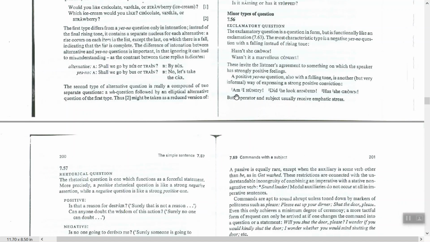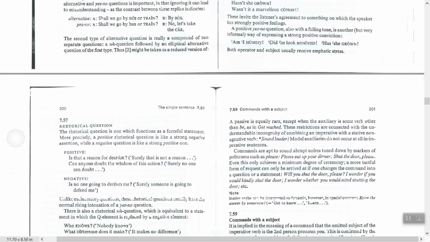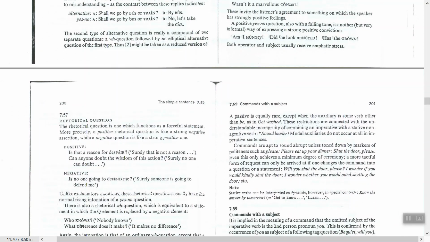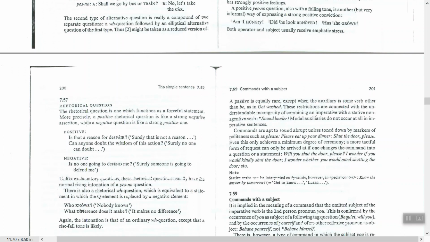Here I said both. You see here both operator and subject. Auxiliary here, operator, receive emphatic stress. That's why I said: Am I hungry? Did he look annoyed? Has she grown? You see here, focus on the elements, because it is exclamation. Second minor type, rhetorical question.